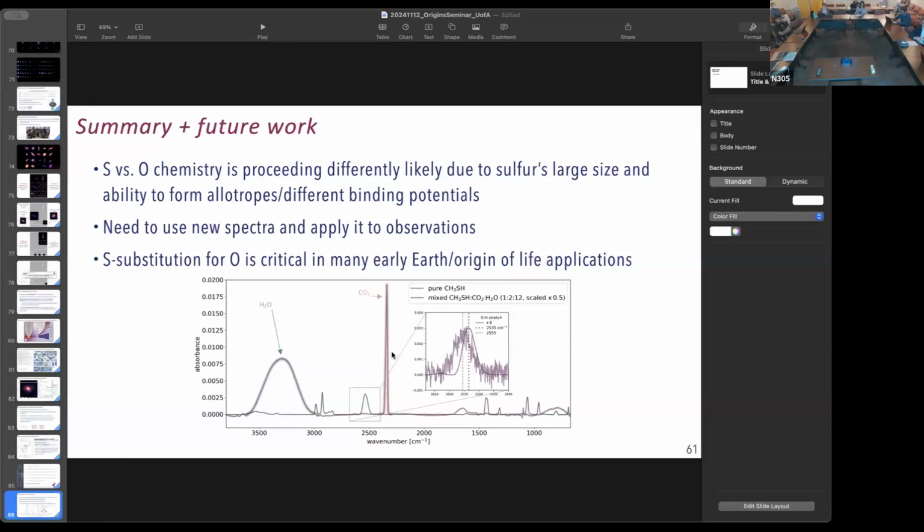And this S substitution for O is critical in a lot of early Earth and origin of life applications. So looking at this comparative chemistry framework and being able to say something about sulfur with respect to a really well-known element is, I think, the way to go in order to understand this missing sulfur problem. I'm happy to take any questions. Thanks for your time.